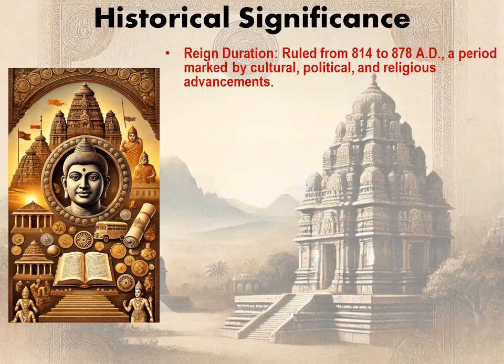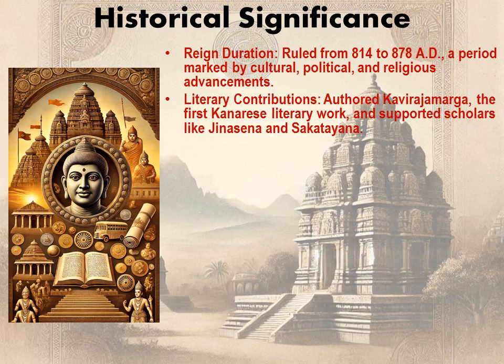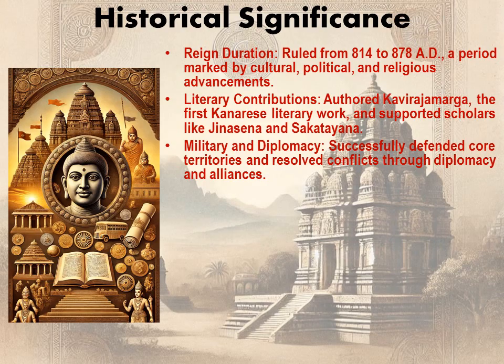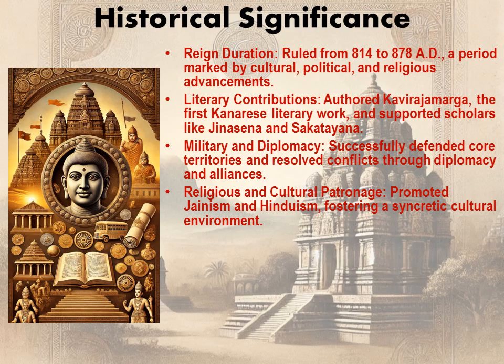Historical significance. Reign duration: ruled from 814 to 878 AD, a period marked by cultural, political, and religious advancements. Literary contributions: authored Kavi Raja Marga, the first Kannada literary work, and supported scholars like Jina Sena and Sakatayana. Military and diplomacy: successfully defended territories and resolved conflicts through diplomacy and alliances. Religious and cultural patronage: promoted Jainism and Hinduism, fostering a syncretic cultural environment.